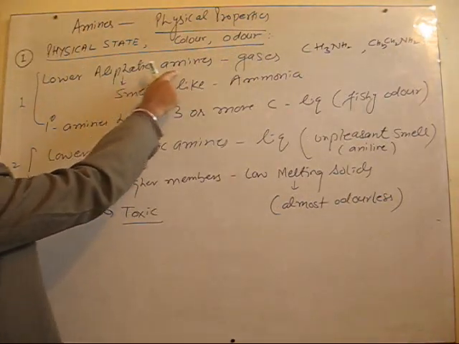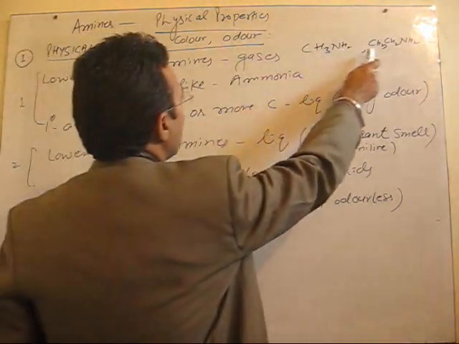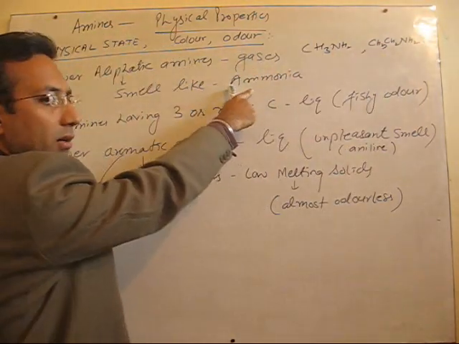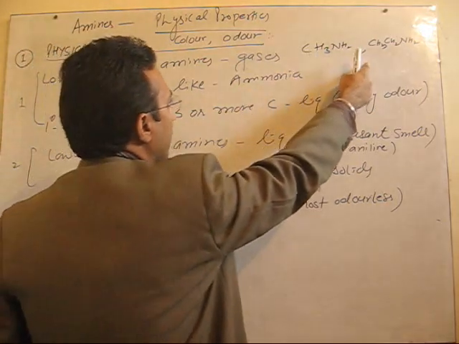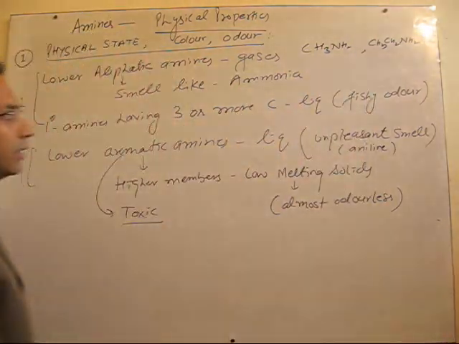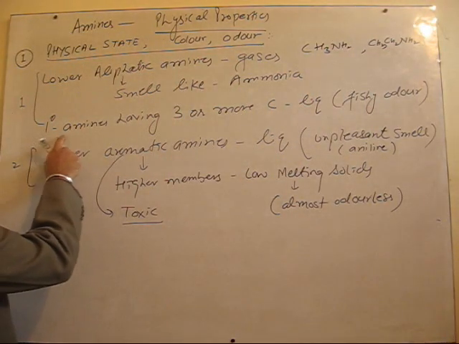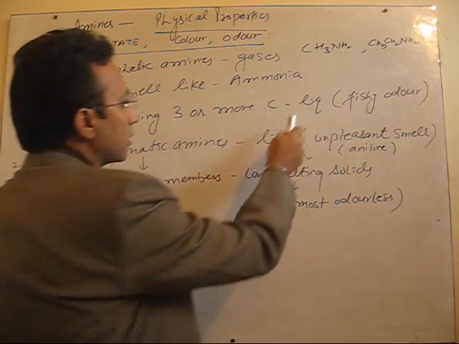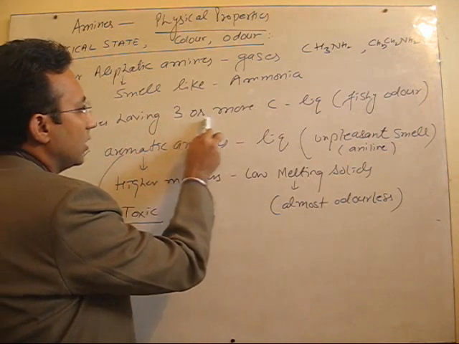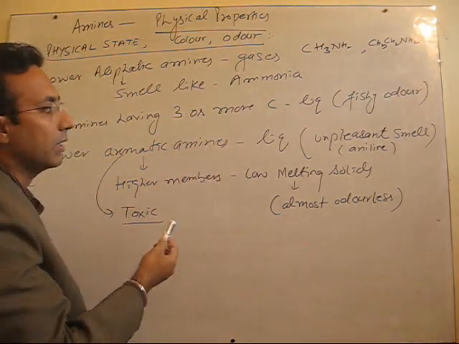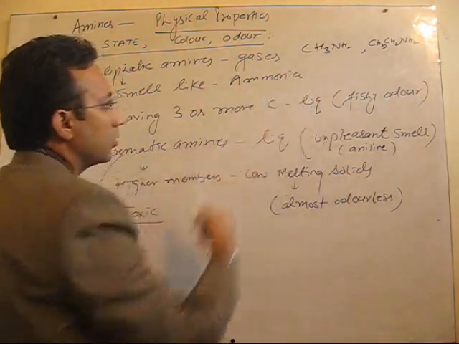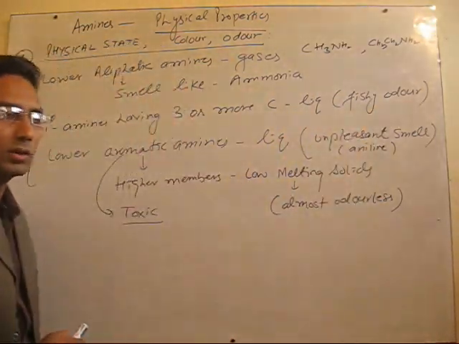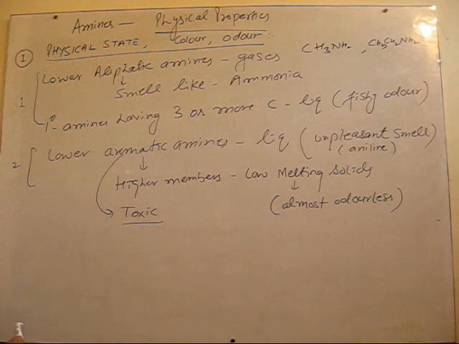Now the lower aliphatic amines, just like methanamine and ethanamine, are gases and they smell like ammonia. Lower members are gases because intermolecular forces are weak in them. Then primary amines having 3 or more than 3 carbons are liquid also, because as we know, as the chain increases, intermolecular forces increase and from gases they turn to liquid. All these liquids have a fishy odor. This is a specific thing about them. They are of fishy odor.